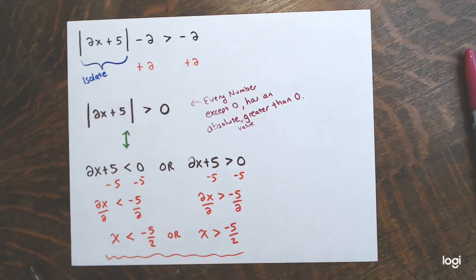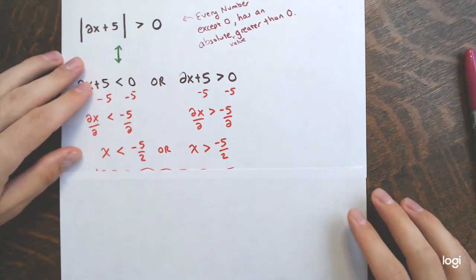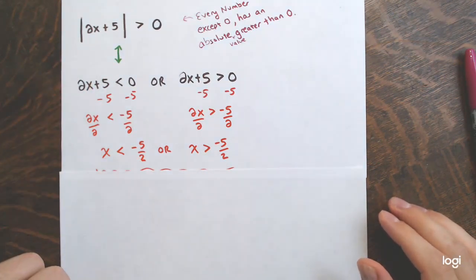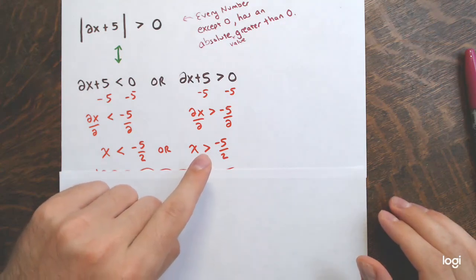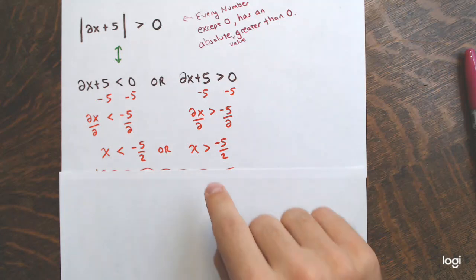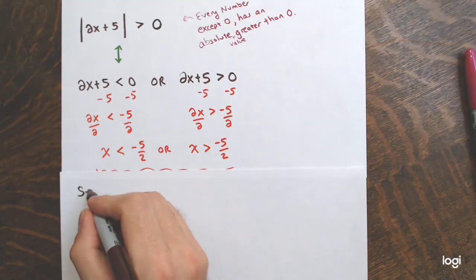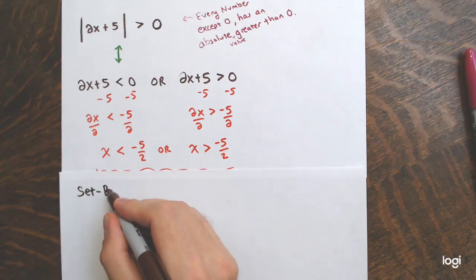All right, so the way I'm going to write the set builder notation, let me show you a couple ways we could do this. Notice that our solutions here are all the numbers to the left of negative 5 halves or all the numbers to the right of negative 5 halves. What's the only one missing? Negative 5 halves itself. Negative 2.5 is the only number on the real number line that is not a solution. So I can do this set builder thing a couple ways.